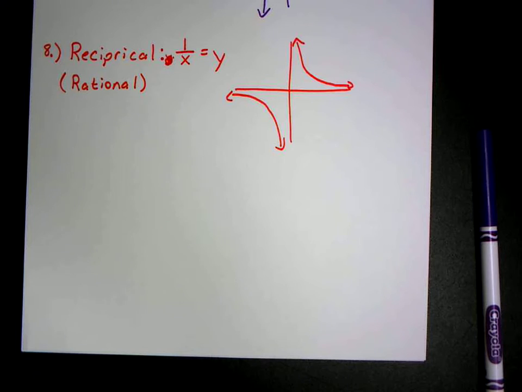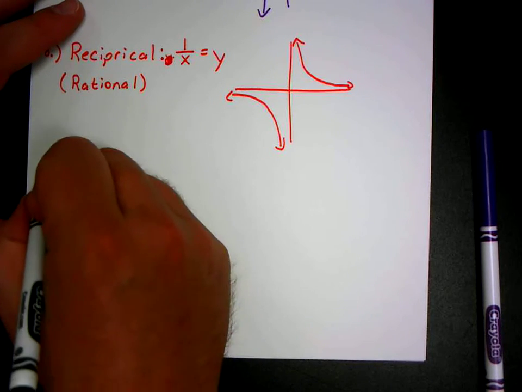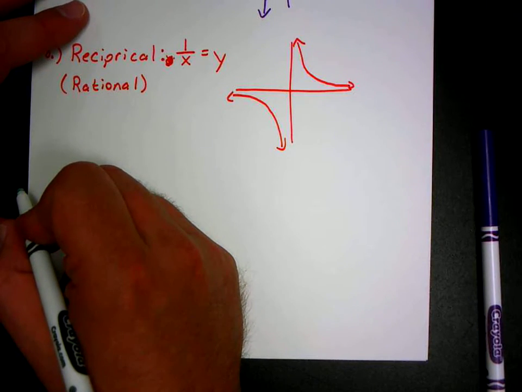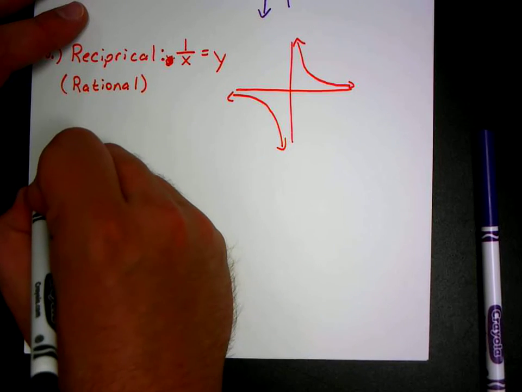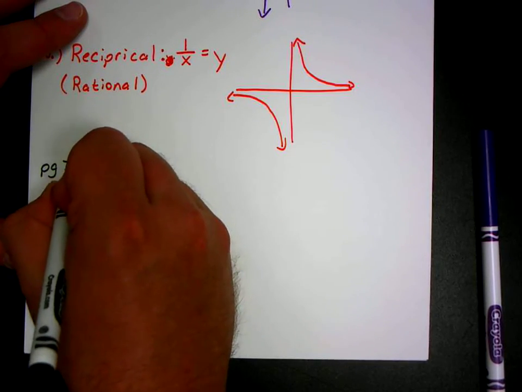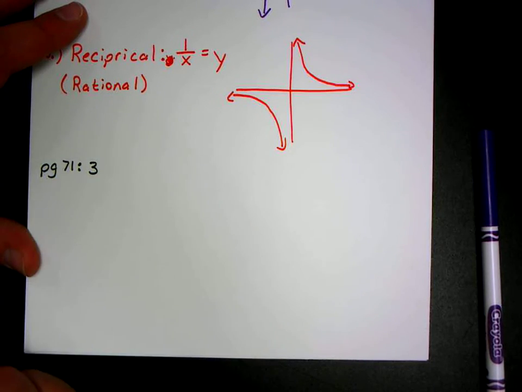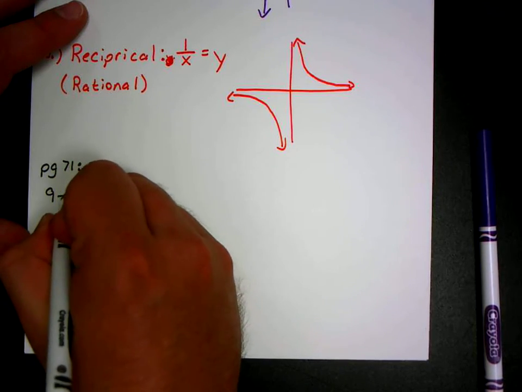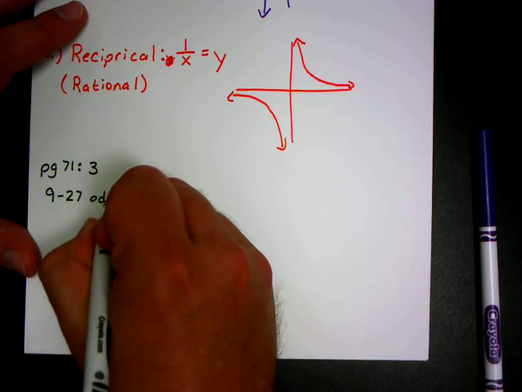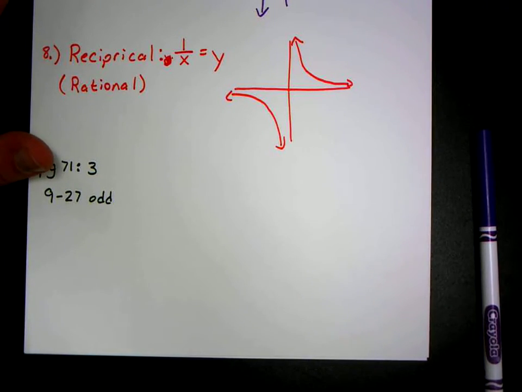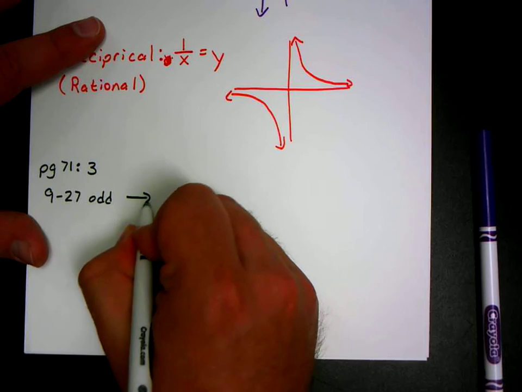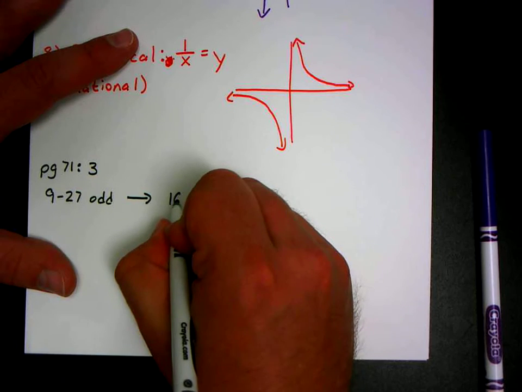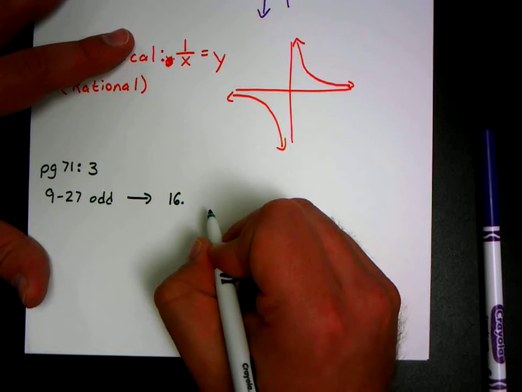For the second set of problems, let me just give you an example of each one. So here's your assignment. Page 71. Number 3 is fine. Then 9 through 27 odd. What I want you to do is this. I'm going to do number 16 as an example. 16 looks like this.